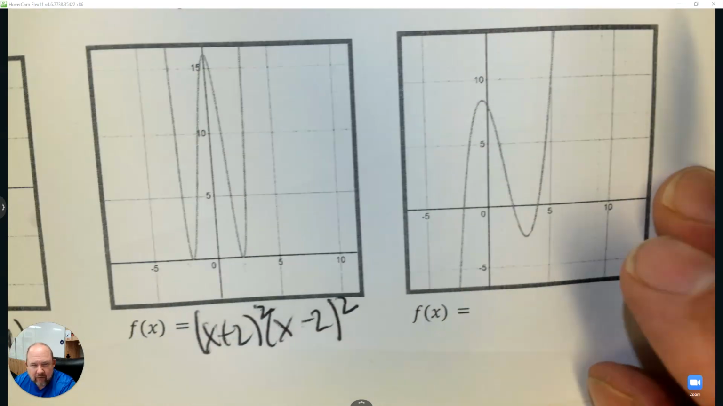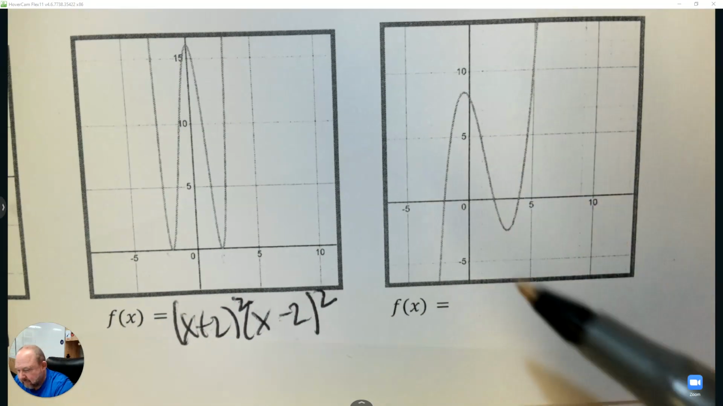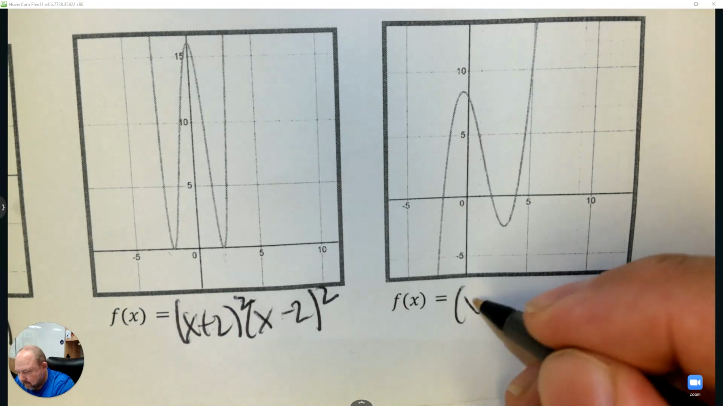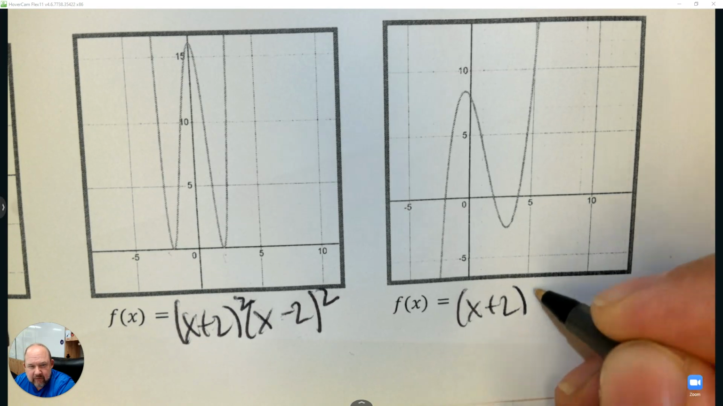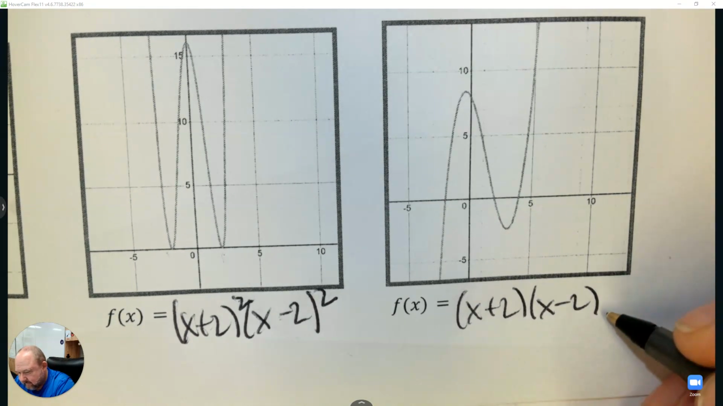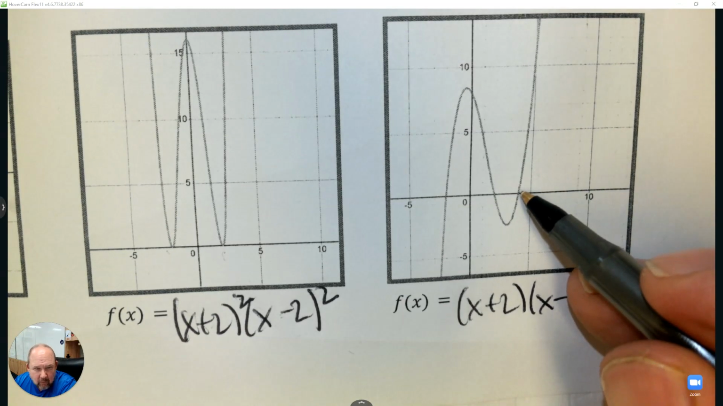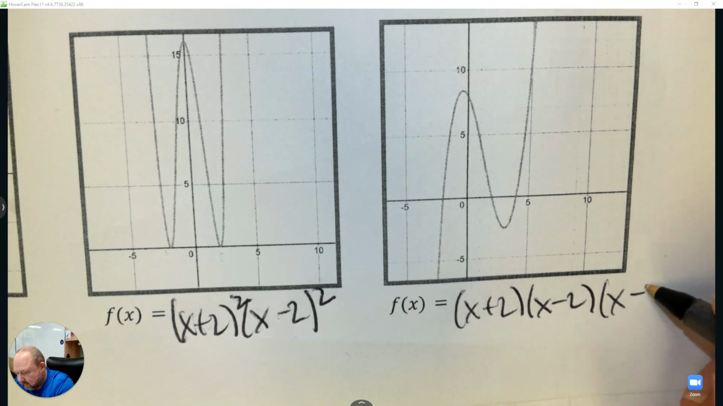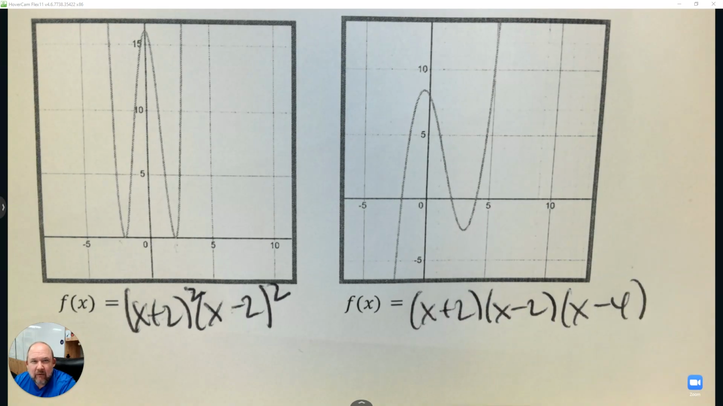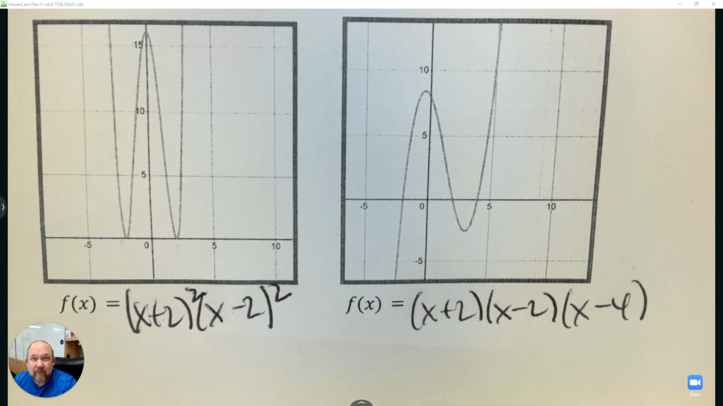All right, last one, you want to try? Look at the intercepts. Do they cross over or bounce? So I see -2, so I'm going to go positive. It crosses. I see +2, so I'm going to make it negative. I think that's 4, so I'm going to make it -4. And then I would type this in and see if it matches and how close it is. But could you work backwards if you needed to?